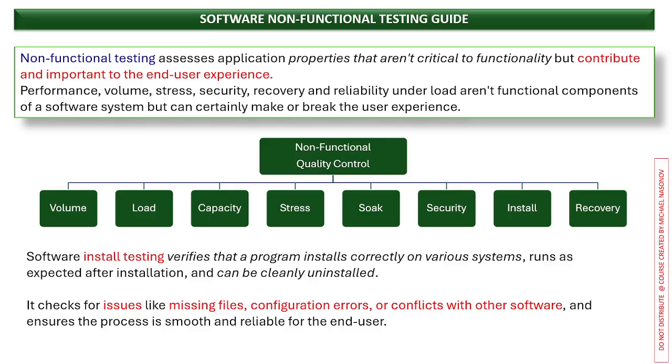Next one, install and uninstall. Software install testing verifies that the program installs correctly on various systems, runs as expected after installation, and can be cleanly uninstalled. It checks for issues like missing files, configuration errors, or conflicts with other software, and ensures the process is smooth and reliable for the actual end user.